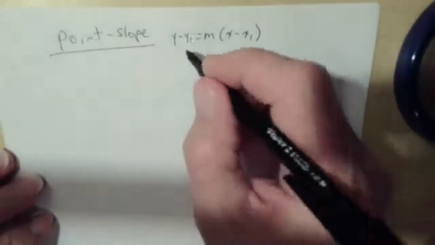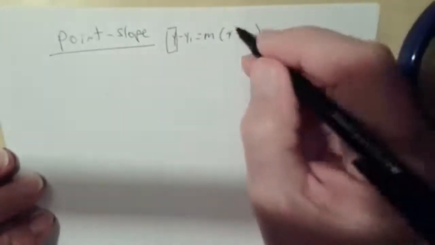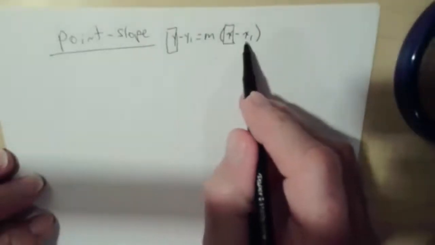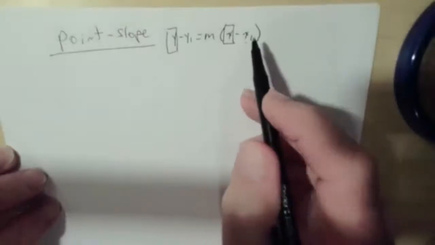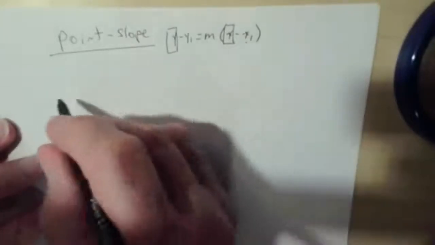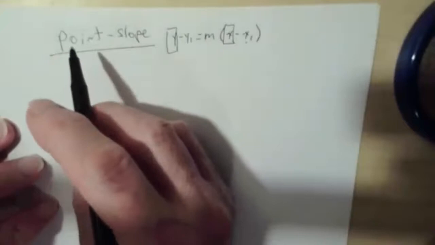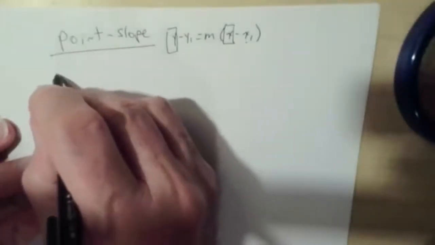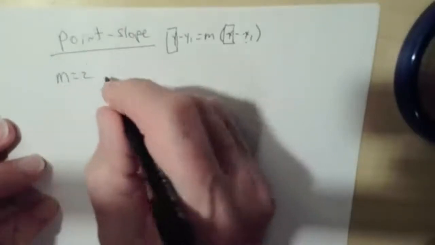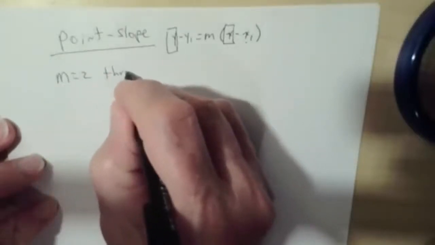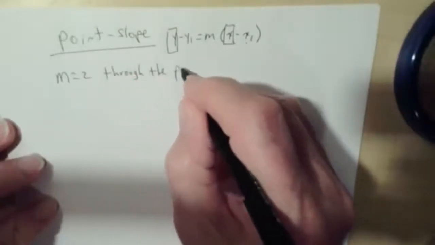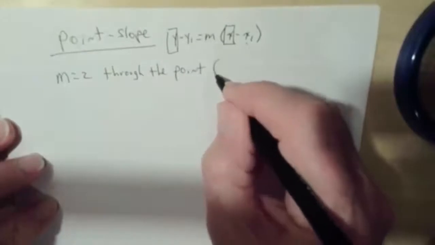This y and this x stay x and y. The y1 and the x1, that's the coordinates of a point. So if you're given a point, let's say that you're given the slope of 2 through the point (4, 6).